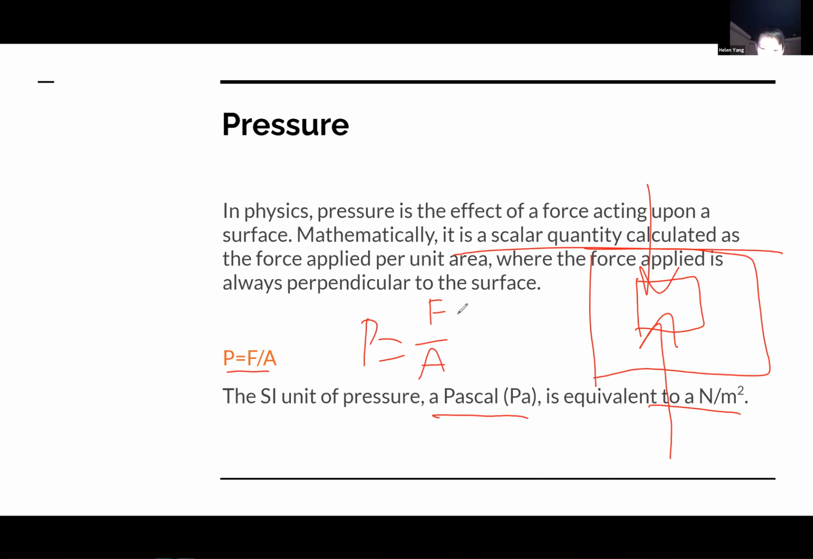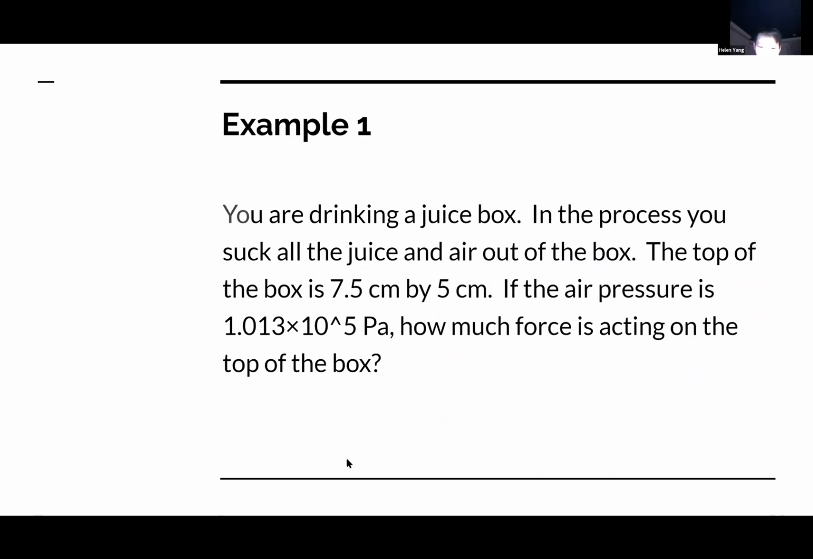And you can see for force, the unit is newtons and area is meters squared. Okay, so you guys can do this example for pressure.